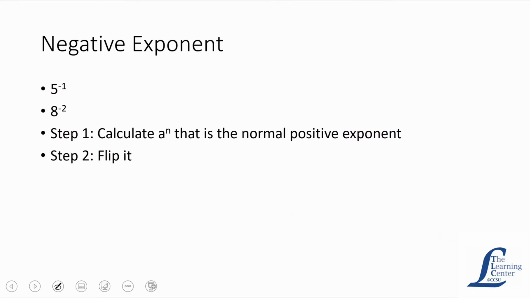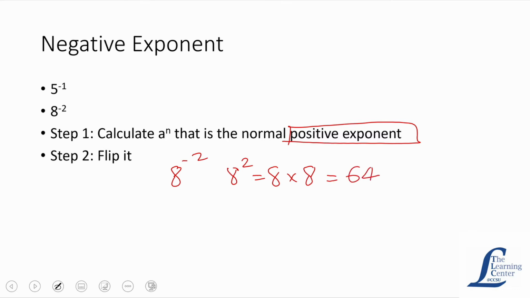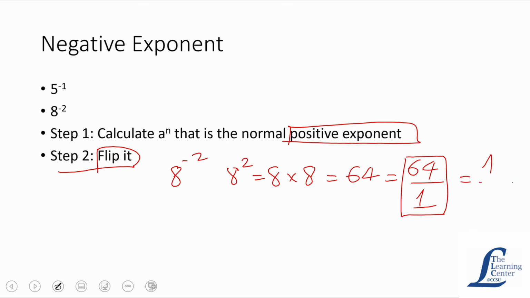So how about 8 to the -2? Again, in step 1, for 8 to the negative 2, we want to treat this negative 2 like a positive exponent. So 8 to the 2 is 8 times 8. That is 64. Okay, and then in the second step, to flip it, 64 divided by 1. So now we have a fraction form. We can go ahead and take its reciprocal. That'll be 1 over 64. In short, 8 to the negative 2 is going to be 1 over 64.